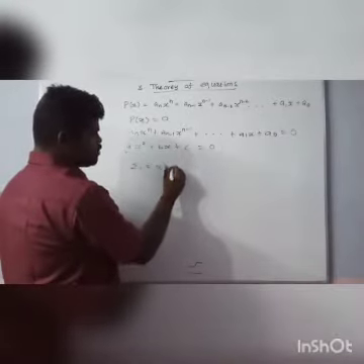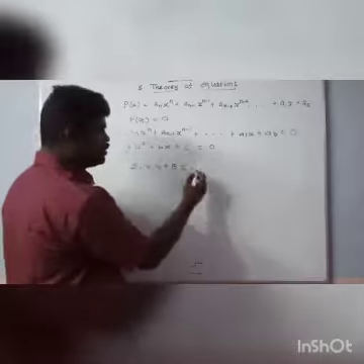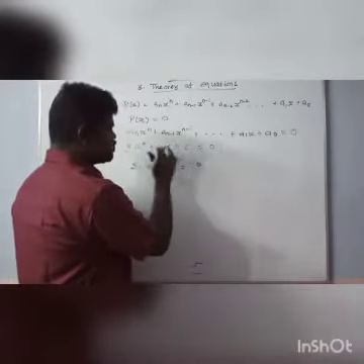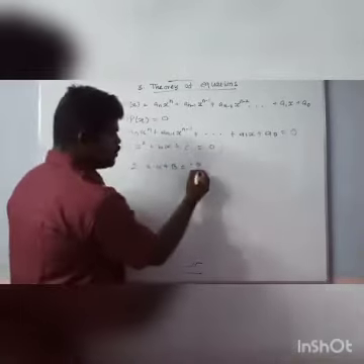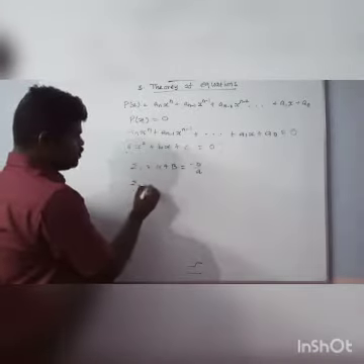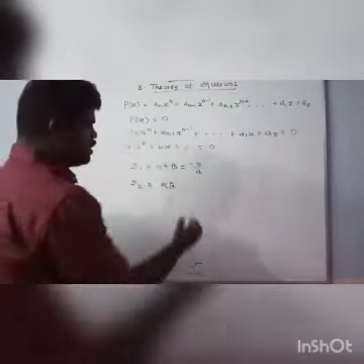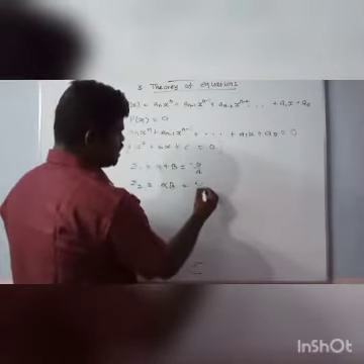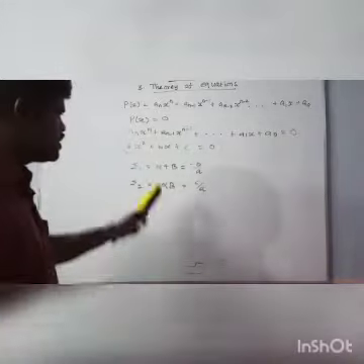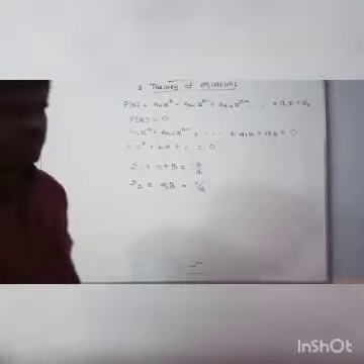Alpha plus beta is the sum of the roots. Do you know? Sum of the roots is minus b divided by a, and summation 2, product of the roots alpha beta is equal to c by a. This is the summation 1 value, summation 2 value.